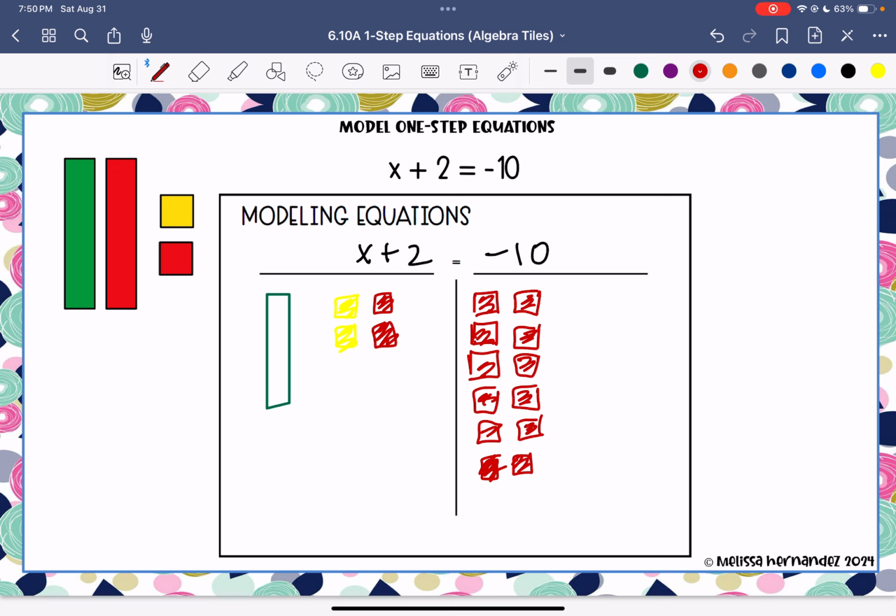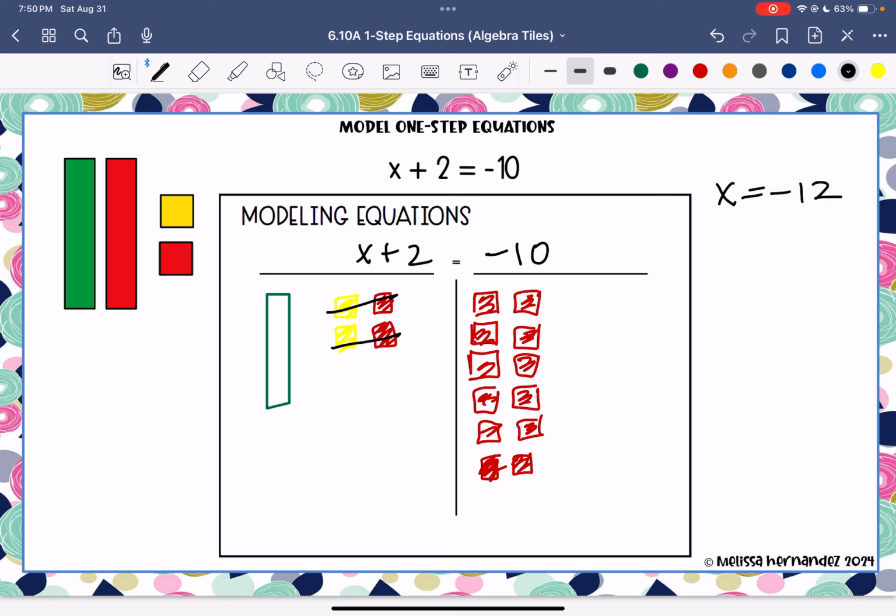Now, zero pairs, refresh your memory, they are opposites and they cancel each other out. So there's 1 zero pair, there's 2 zero pairs. Now I'm left with 1 positive x, and then you look on the right and there's just 12 negatives. There aren't any zero pairs on the right side. We're not worried about that. Now the solution is x equals negative 12.